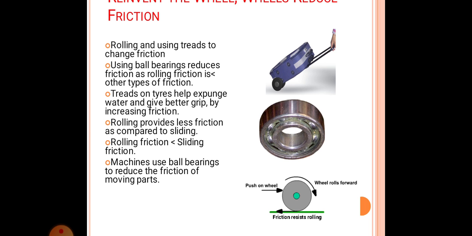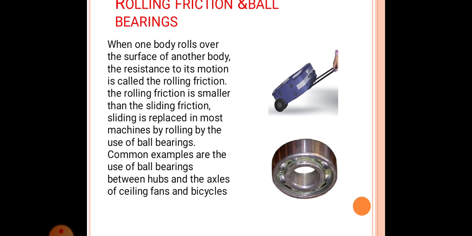Among these three frictions, the rolling friction is very low. The order of friction in increasing order is rolling, sliding and static. It means rolling has less friction compared to sliding and static. That's why machineries have a ball bearing arrangement between the hubs and the axles of ceiling fans and bicycles to reduce the friction.